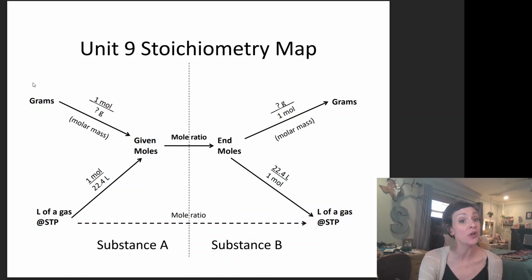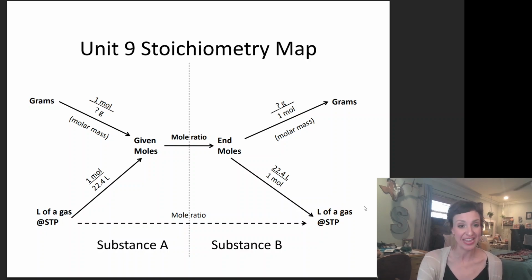I could have given you grams of your given starting substance. I could have given you moles of your starting substance, and we did a small extension where I could have given you liters of a gas at STP. Now that we are fully into this unit on gases, we understand a little bit more about STP, which is why we're going to do some more things on here. After crossing this dotted line, I can solve for grams of my ending substance. I can solve for liters of a gas at STP of my ending substance.